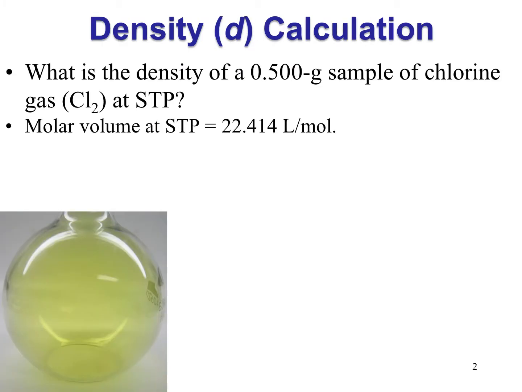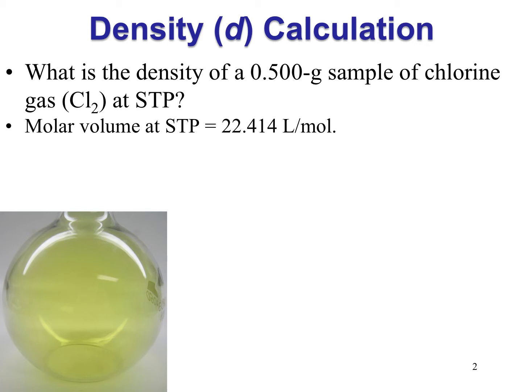Density calculation. What is the density of a 500-gram sample of chlorine gas, Cl2, at STP? Recall that STP is standard temperature, 0 degrees Celsius, and pressure, 1 atmosphere. Under those conditions, the molar volume of a gas is 22.414 liters per mole. Thus, the mass of the sample must be converted to moles, and by use of the molar volume, the volume can then be calculated.